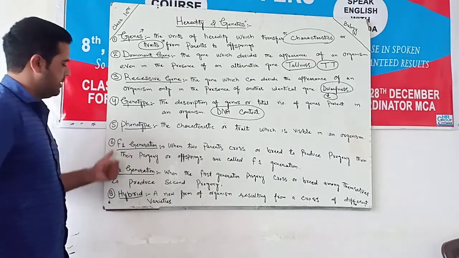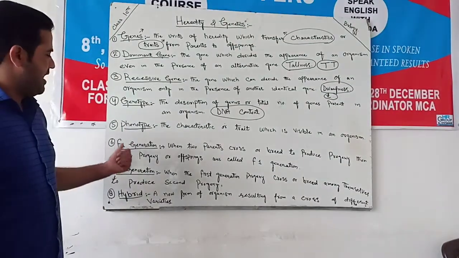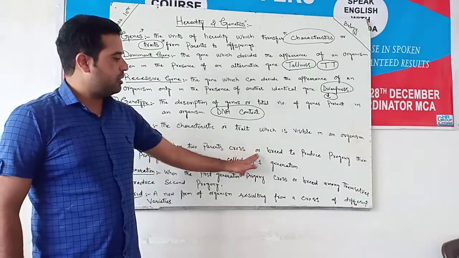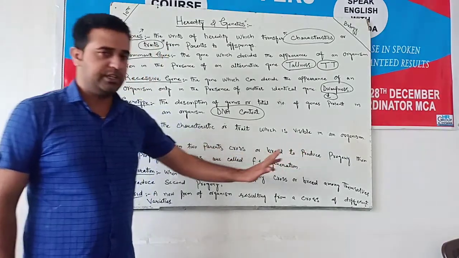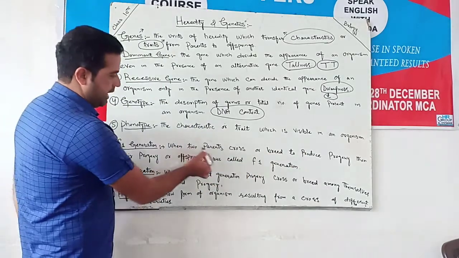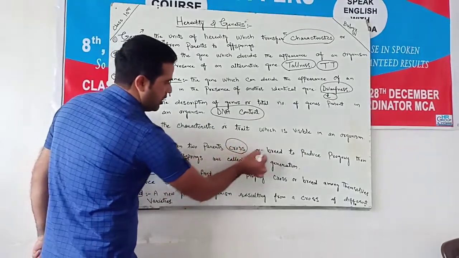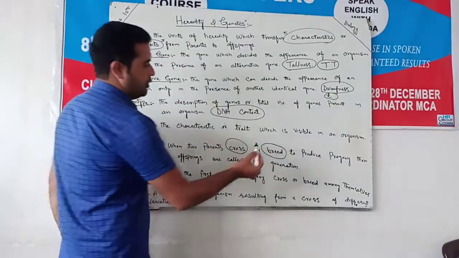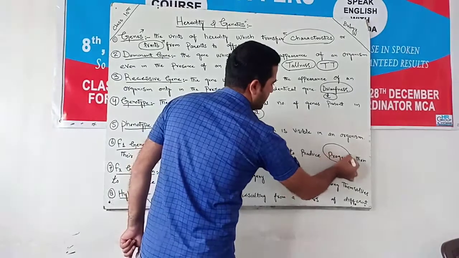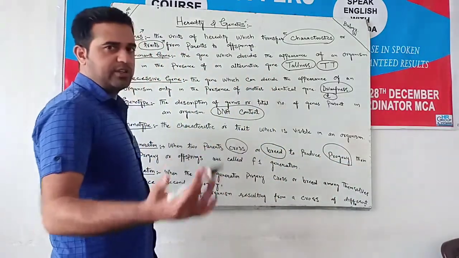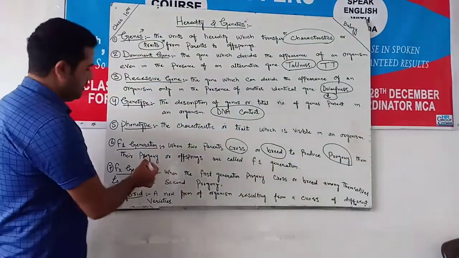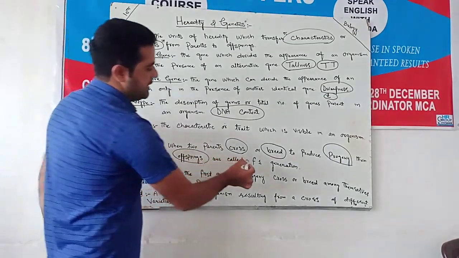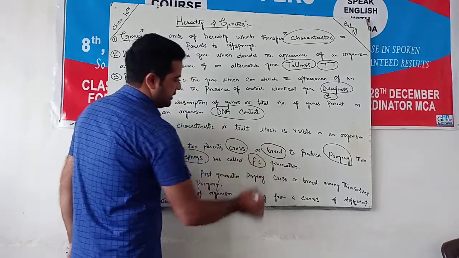Number 6, F1 generation. F1 generation is when two parents cross or breed, that is, they reproduce to produce the progeny. Progeny means the future generation, the offsprings. Then their progeny or offsprings are called the F1 generation.